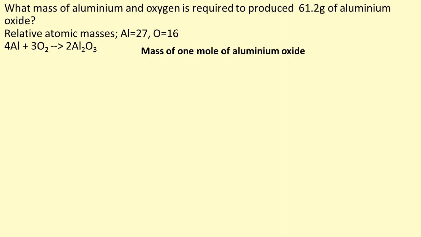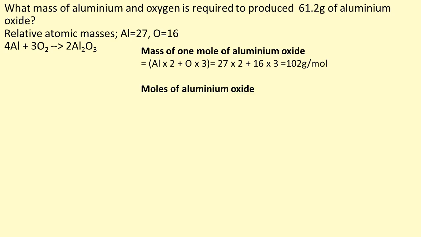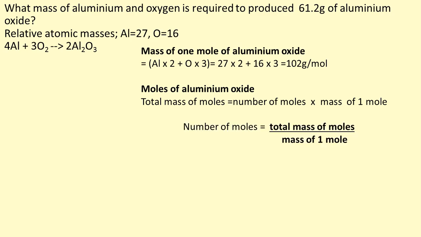The mass of 1 mole of aluminium oxide will be equal to the mass of 1 mole of aluminium atoms times by 2 plus the mass of 1 mole of oxygen atoms times by 3, which gives us a total mass of 102 grams. We can use the equation total mass of moles equals number of moles multiplied by the mass of 1 mole, rearranged to calculate the number of moles present. So 61.2 grams divided by 102 gives us the fact there are 0.6 moles of aluminium oxide present.